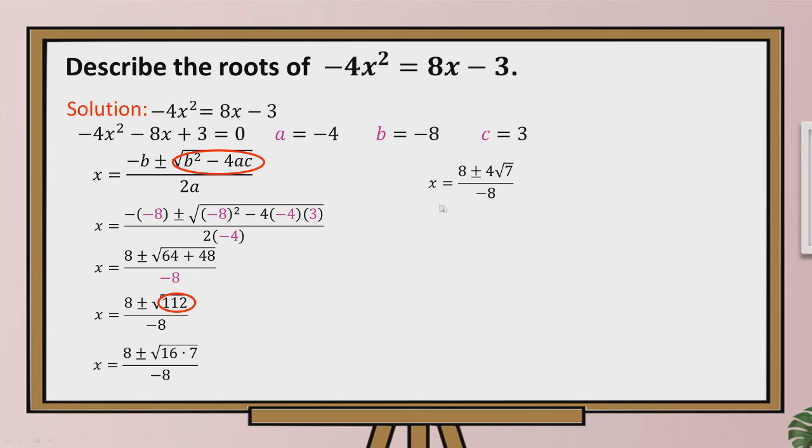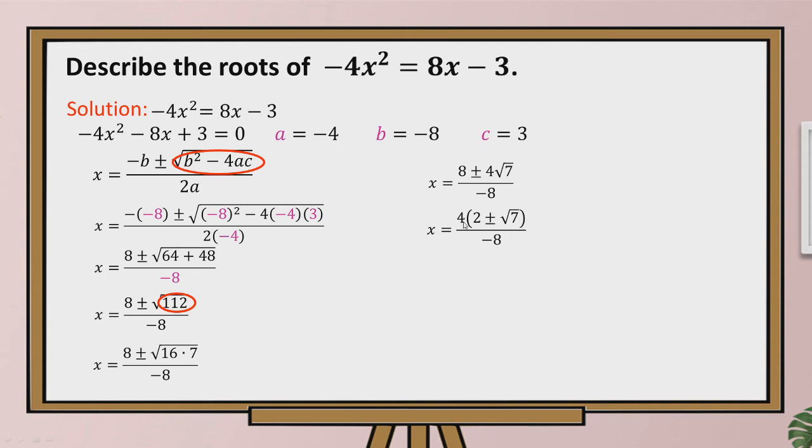So, to simplify this further, we will get the GCF of 8 and 4. So, ang common factors niyan ay 4. Kaya, we factored out 4. And then, inside this grouping symbol, we are left with 2 plus or minus square root of 7 all over 8.